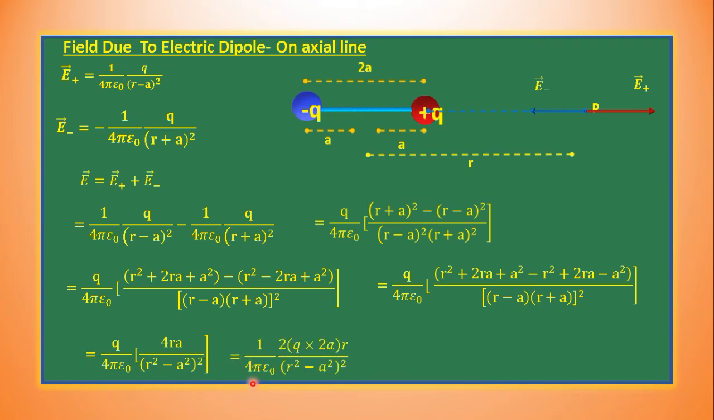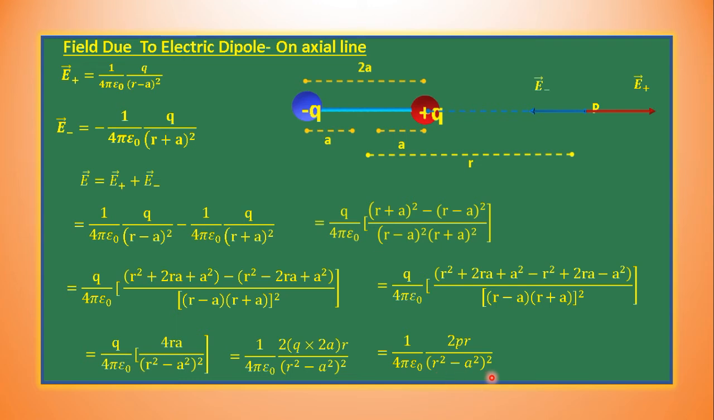and that is equal to 1 by 4 pi epsilon 0, and I am taking the q inside. I can write q into 2a into 2r, the same as 4r q a divided by (r square minus a square) the whole square. See, what is the quantity inside this bracket? It is something about the dipole moment that we have already defined. So we can write this is equal to 1 by 4 pi epsilon 0, 2 into p, this is dipole moment, p r divided by (r square minus a square) the whole square.